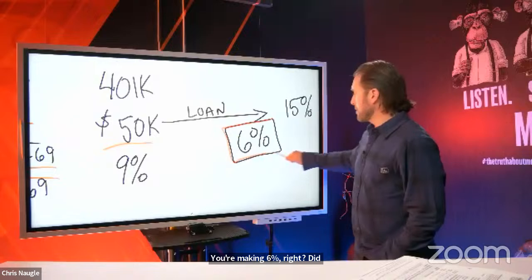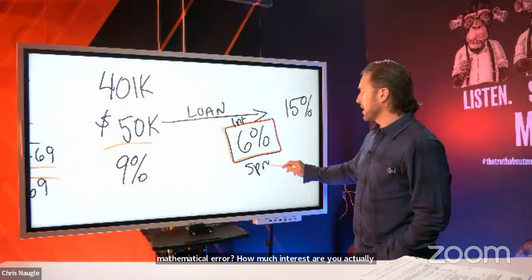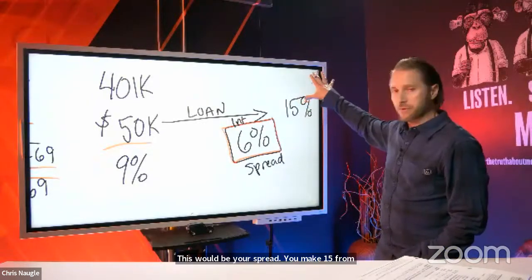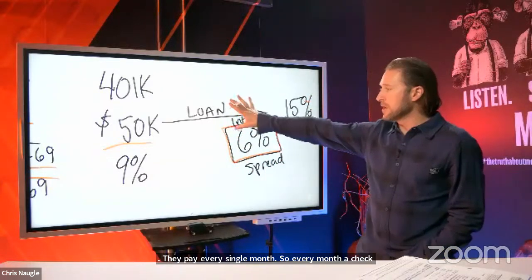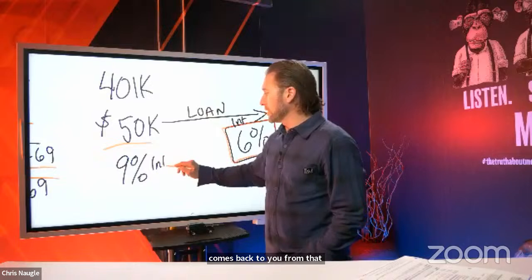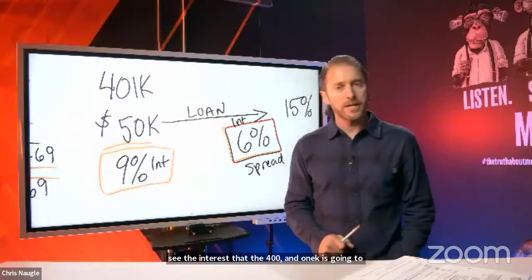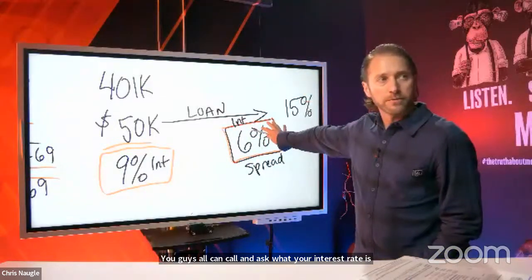Did anyone find the mathematical error? How much interest are you actually making? This would be your spread. You make 15 from Gunter's deal. They pay every single month. So every month, a check comes back to you from that 401k loan. But you see, the interest that the 401k is going to charge you is, I went high at 9%. You guys all can call and ask what your interest rate is. Did I make 6% or did I make more? Anyone?